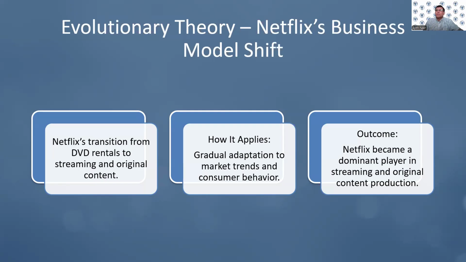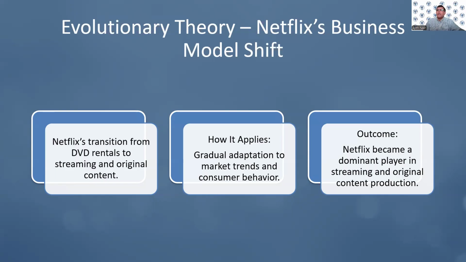Now, how does evolutionary theory play into this? How does it apply? The gradual adaptation to market trends and consumer behavior was studied by Netflix, and they evolved. So in 2007, Netflix introduced the streaming services, coexisting with its DVD rental business. Around 2010, the company completely phased out DVD and gained dominance in the streaming world.